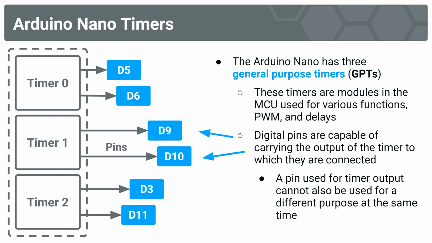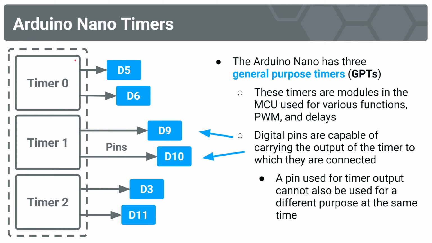Conveniently, the digital pins of the Arduino Nano are capable of carrying the output of a timer, or rather, the timer to which they are connected. So let's discuss that just a little further. We have those 3 Arduino Nano timers in the diagram here. Each of them is actually connected to 2 digital pins. So for timer 0, that's D5 and D6. Timer 1 is D9 and D10, and for timer 2, that's D3 and D11.